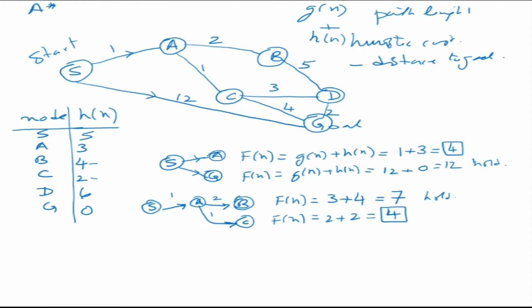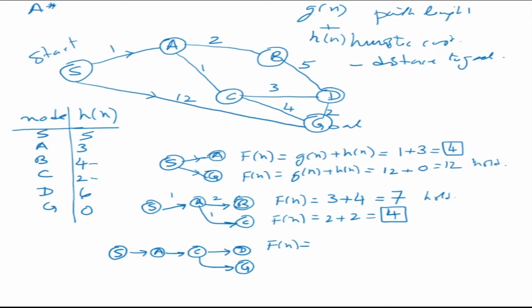Now from C you can go to D, and so I have gone from S to A, from A I have gone to C, and from C I can go to D, or I can go to G. So when I'm going to D, the function Fn is equal to D. Where is D? D is here.